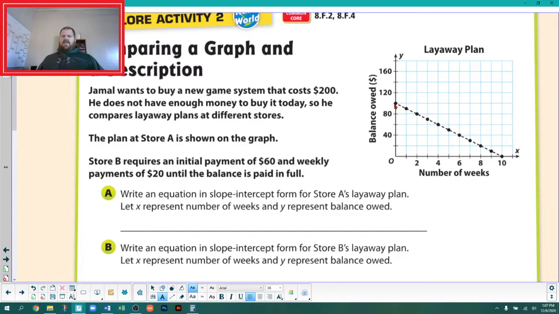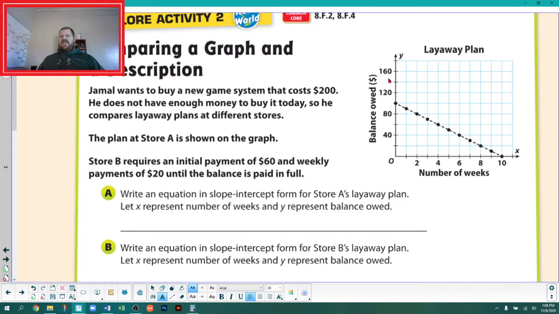So if you owe $100, you can pay it off, it looks like, in 10 weeks. By basically paying, if I use this point, it looks like paying $20 every 2 weeks. So that's probably $10 a week. That makes sense for $100 paid off in 10 weeks. Now, how that really helps us on the $200, I'm not sure.